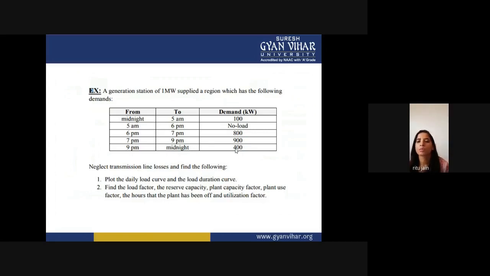So neglect transmission line losses and find the following. Plot the daily load curve and the load duration curve. So first we have to plot the daily curve. After that we have to plot the load duration curve. The table is given from which you can take the time duration and easily draw the load curve.